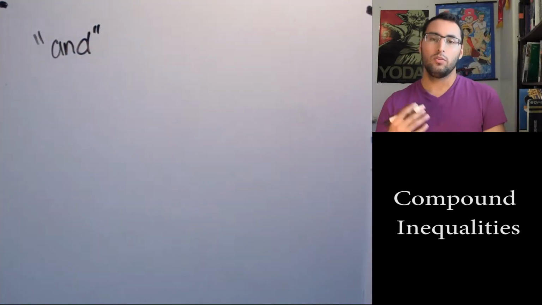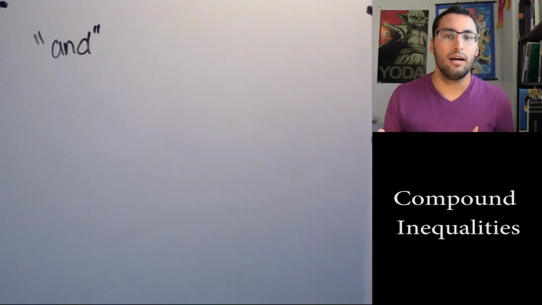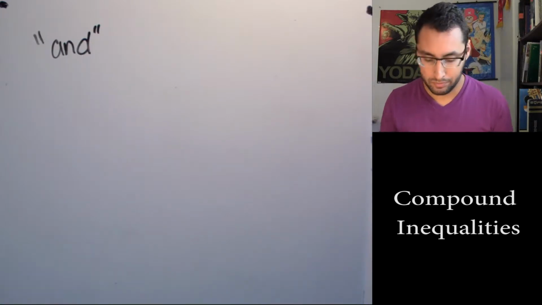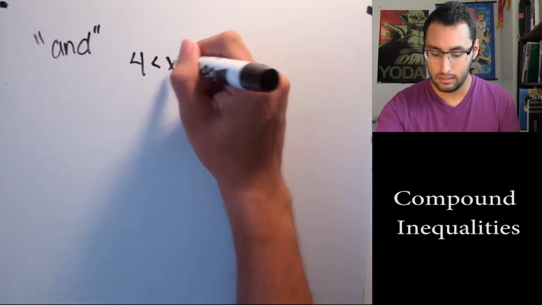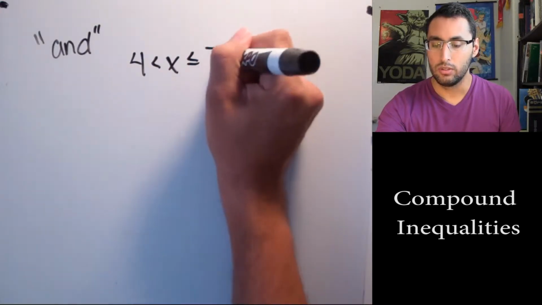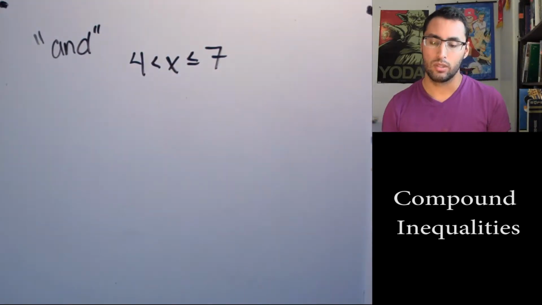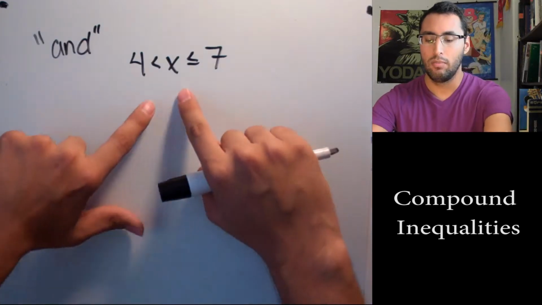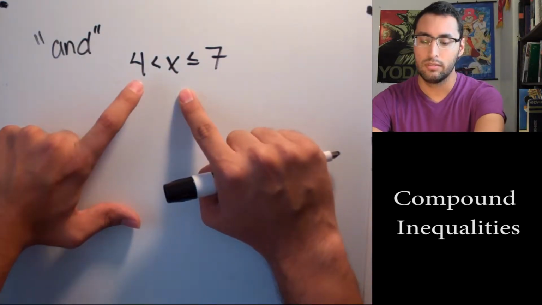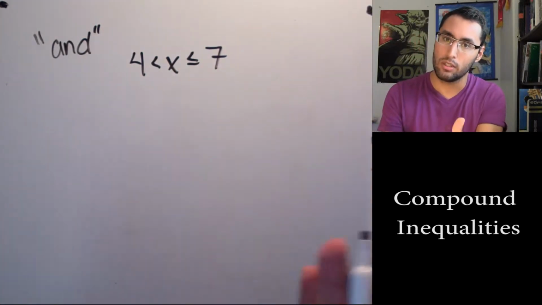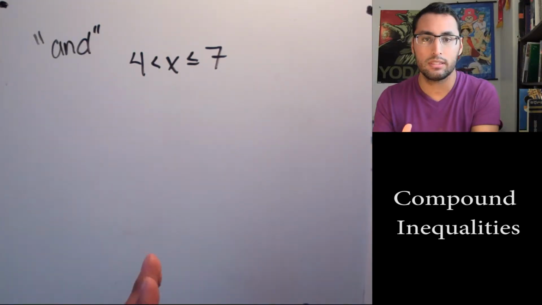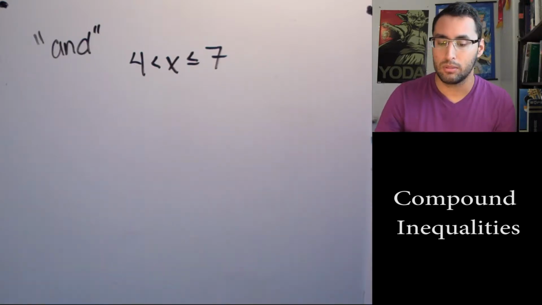Now for the word and, the way that I graph this is a little bit different than the word or. I'll give you this: we're going to have 4 is less than x, which is less than or equal to 7. What this is saying is my x are all the numbers that are in between 4 and 7, and also including 7. So what are some numbers that are in between them? Well, we have 5, we have 6, and there's a lot of numbers in between them.